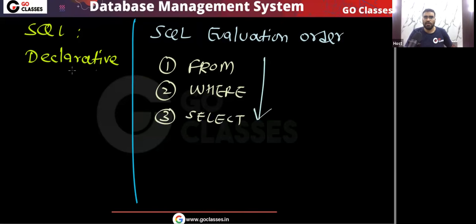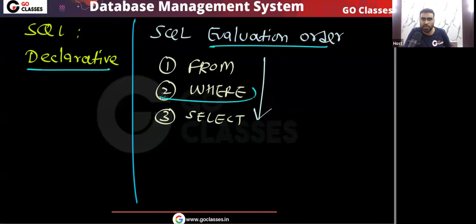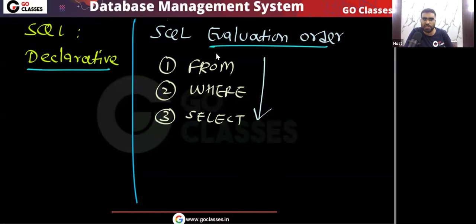So tell me, there is a contradiction. Do you agree with me? On one hand, you are saying that SQL is declarative. On the other hand, you are giving the execution evaluation order that first you do this, then you do this, then you do this. So tell me, is this a contradiction or not? Let me know. So where is the mistake? Either this is wrong or this is wrong. One of them is wrong. So tell me which is wrong. Let me know.